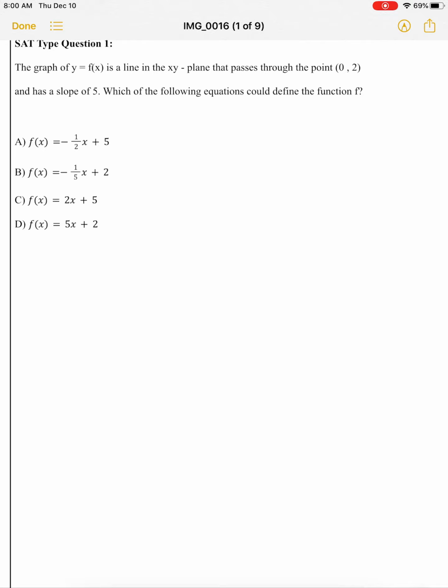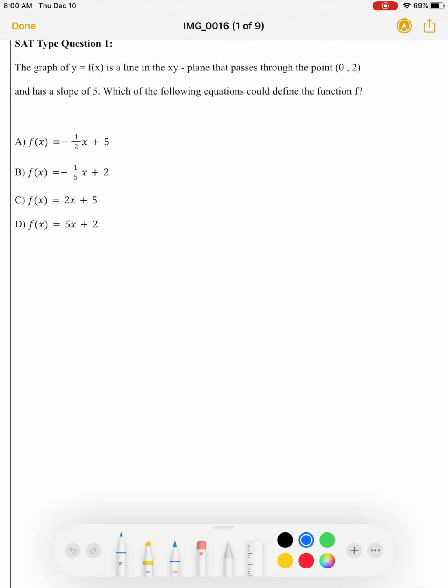SAT type question 1. The graph of y equals f of x is a line in the xy plane that passes through the point 0, 2 and has a slope of 5. Which of the following equations could define the function f? A, B, C, or D?